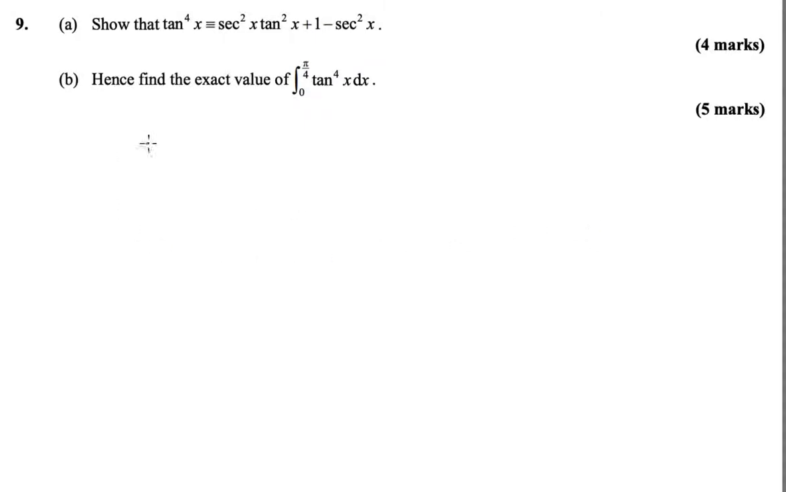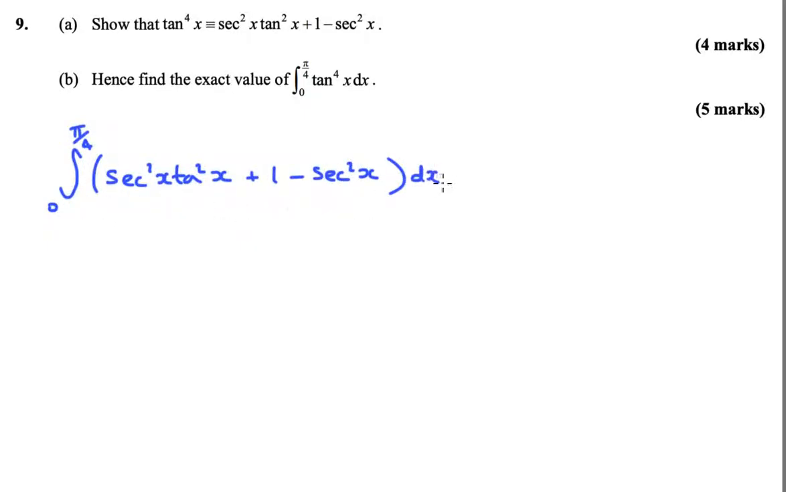Okay, part B then asks us to integrate tan to the 4x. Now obviously we're not going to integrate tan to the 4x, we're going to integrate the thing they've just told us to turn it into. That's always what you have to do on these types of questions. However, that's not the end of the difficulty.